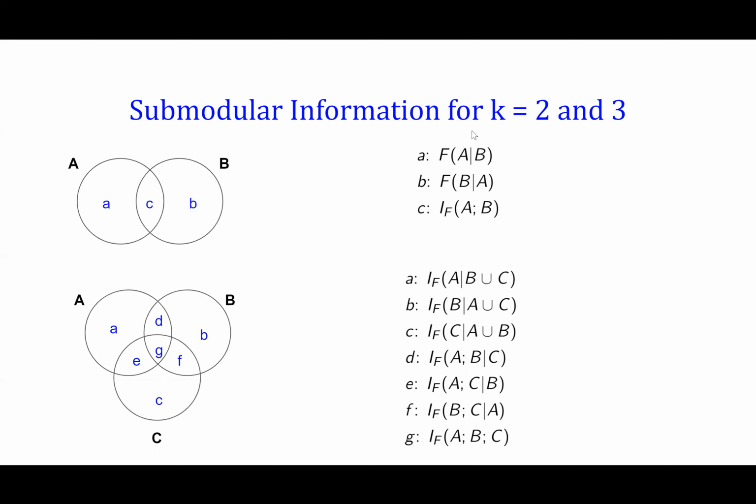When k is equal to 2, this is the mutual information between two sets. A over here refers to the conditional gain of A given B. The small b refers to the conditional gain of B given A. And C is the mutual information between A and B. So there's a nice Venn diagram representation in the case of k equal to 2.